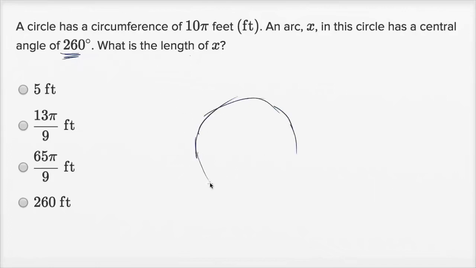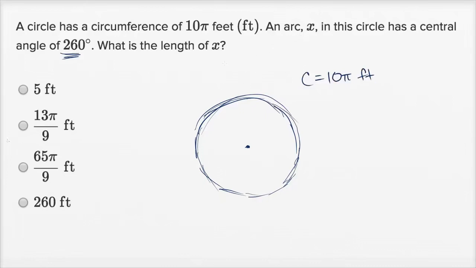So we have a circle. I can't draw a circle that well, but you get the point. So that's our circle. This is the center of our circle. It has a circumference of 10 pi feet. So if you were to go all the way around the circle, it has a circumference of 10 pi feet.